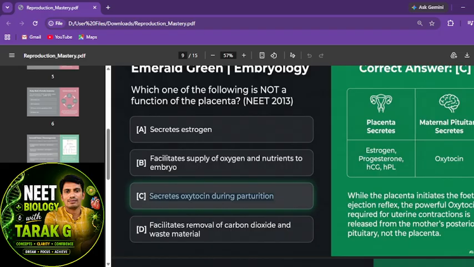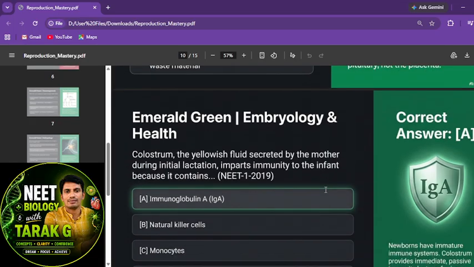Okay, everyone will be confused here. The placenta won't secrete oxytocin. Oxytocin is secreted from the pituitary. What are the hormones secreted by the placenta? Estrogen, progesterone, HCG, HPL. Got it? Right. We'll move on to the next one.